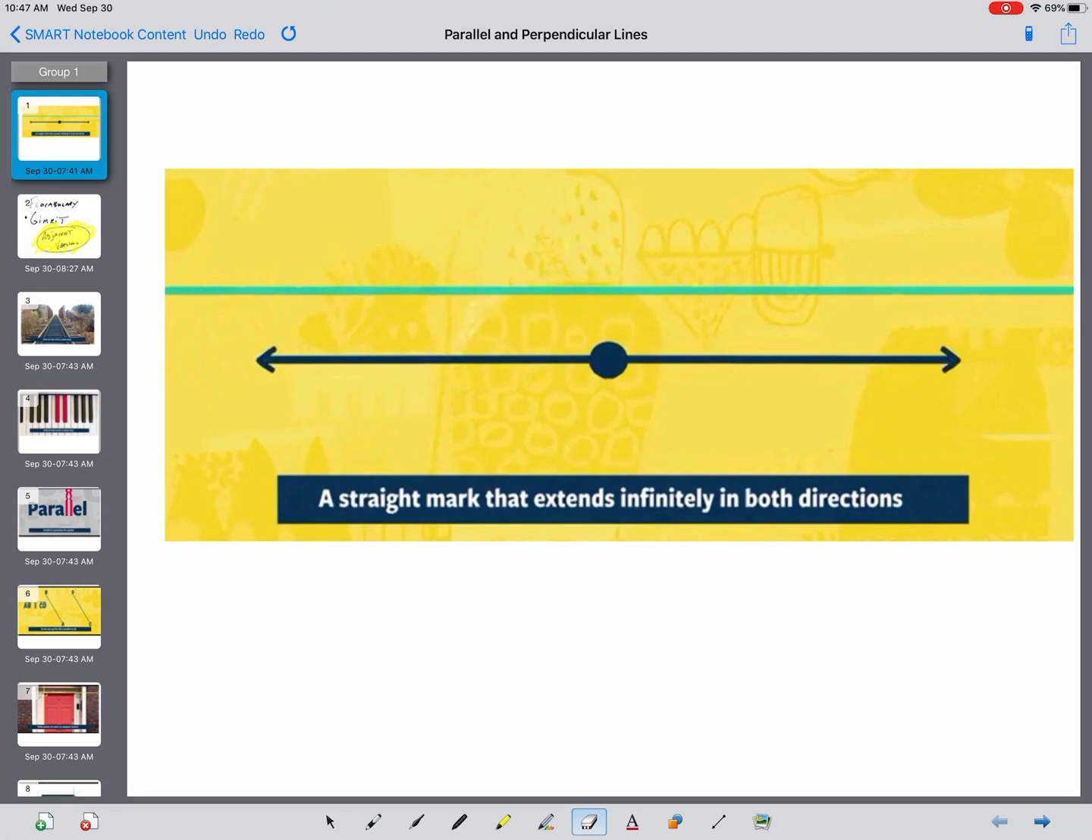Hey class, so I put together this presentation for you so that you would essentially have all of the things you need to get an excellent grade on this vocabulary.